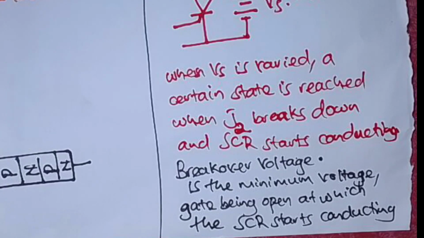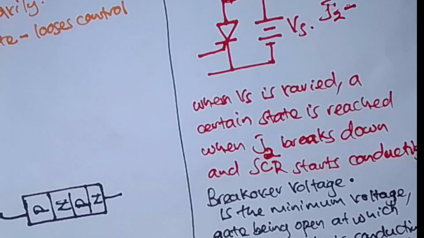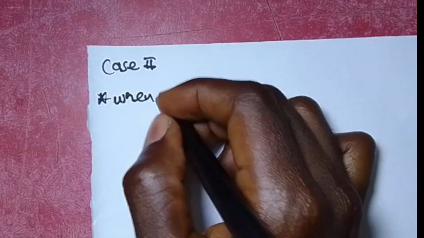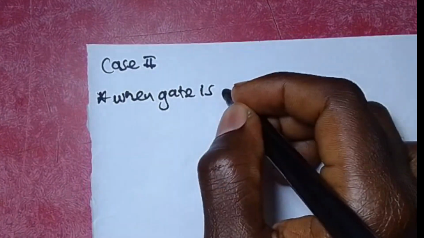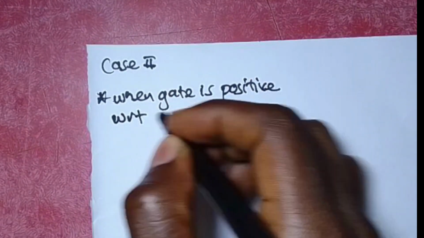Next, I'm going to look at what happens when the gate is made positive relative to the cathode, which is what I was trying to explain earlier on, which is my second case. Let me call it case 2. Case 2 is when the gate is positive with respect to cathode.